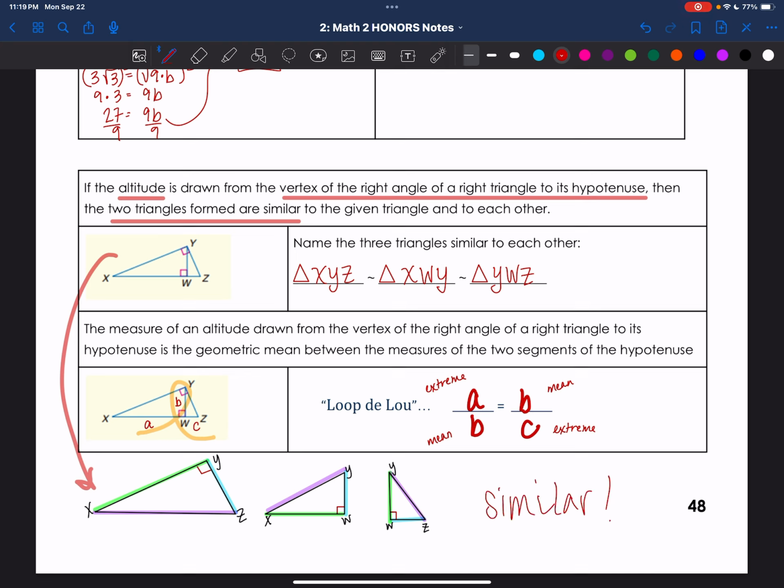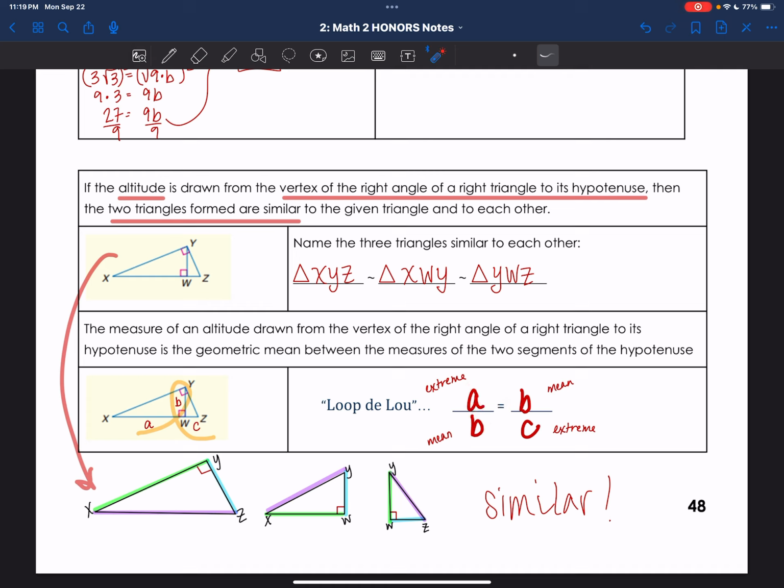All right, so one way that we can find this is: the measure of the altitude drawn from the vertex of the right angle to its hypotenuse is the geometric mean between the measures of the 2 segments. So we're looking here, that's the altitude, and we're just going to find a geometric mean. So we're going to set up our proportion here. To set up the proportion, you're going to take this part and do the proportion of b. So that's where we get a over b.